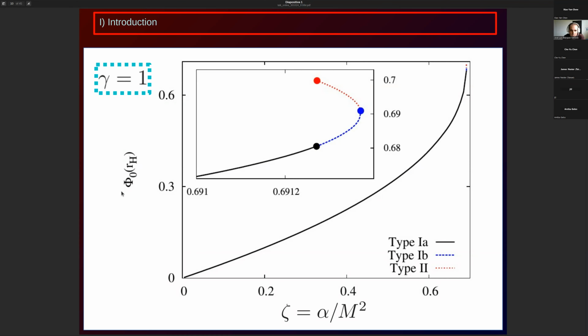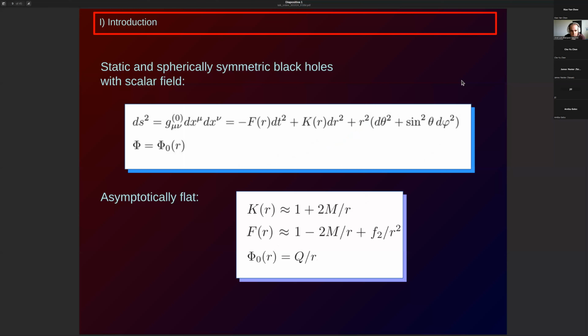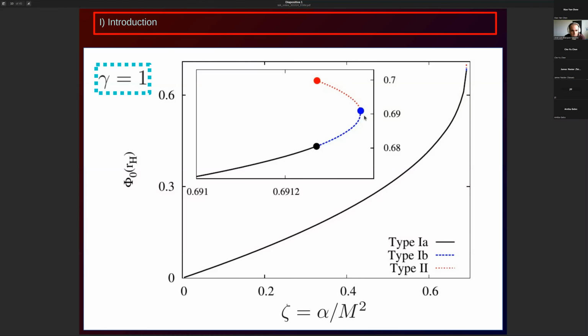As you keep increasing it, you reach a limit value of alpha for which no more solutions are found. And the properties around this limit value, when this relation is saturated, are quite curious. We're not going to discuss much about this, but at some point uniqueness of the solutions is lost, and you can have for the same value of alpha two different black holes with different scalar charge, essentially, right?